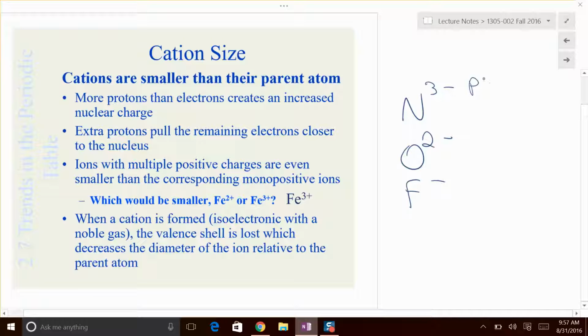Protons in nitrogen are what? Electrons in N3 minus are what? Oh no, 10. 10. Okay? Protons in O2 minus are 8. Electrons? Fluorine, protons, electrons, F minus.